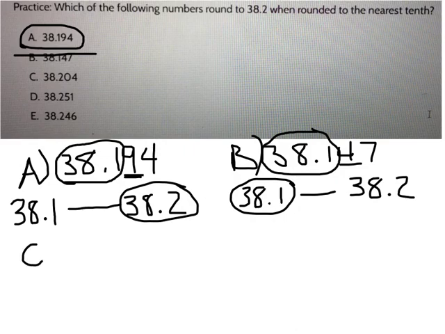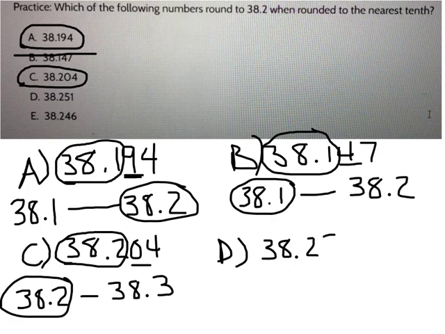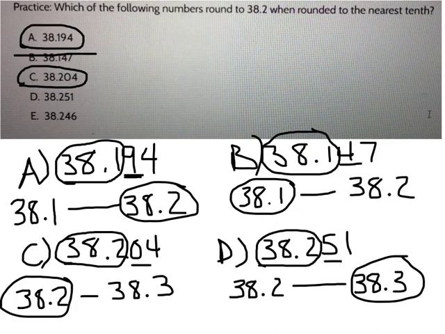Try answer choice C. What is 38 and 204 thousandths rounded to the nearest tenth? Answer choice C rounds to 38 and 2 tenths. The 0 in the hundredths place tells us to round down. C is a correct answer. Let's try D. What is 38 and 251 thousandths rounded to the nearest tenth? Answer choice D rounds to 38 and 3 tenths, so it is not correct.